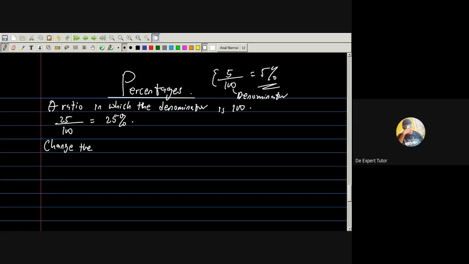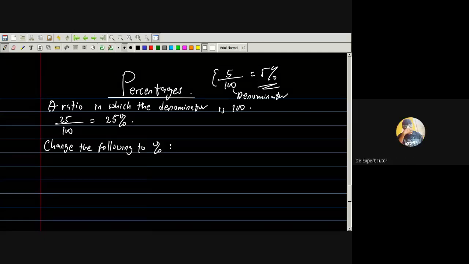So pay attention. How do we change the following to percentages? Now look at this question. If I had to change 0.375 to percentage, you simply multiply by 100. To change something to percentage, you simply multiply by 100. So multiply this by 100. What will be my answer? 37.5%. That's it.